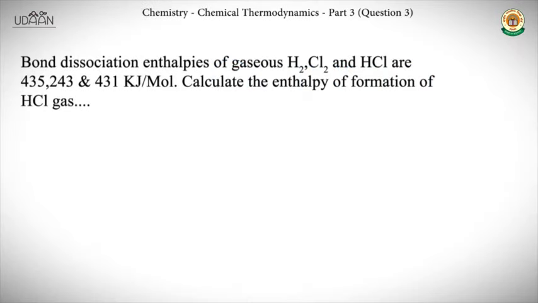Guys, let's move on to the third problem. You are given the bond dissociation enthalpies of gaseous hydrogen, chlorine, and hydrogen chloride, and those are 435 kilojoules per mole, 243 kilojoules per mole, 431 kilojoules per mole, respectively. Calculate the enthalpy of formation of hydrogen chloride gas.